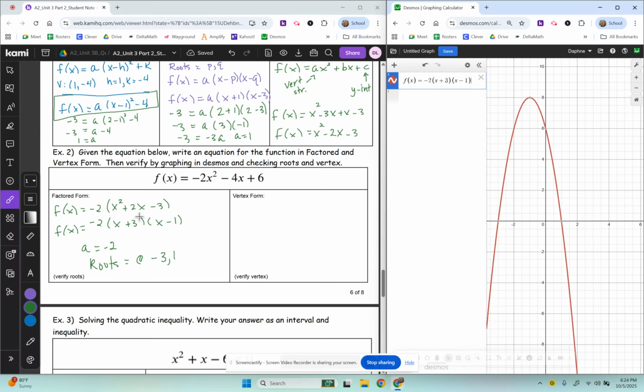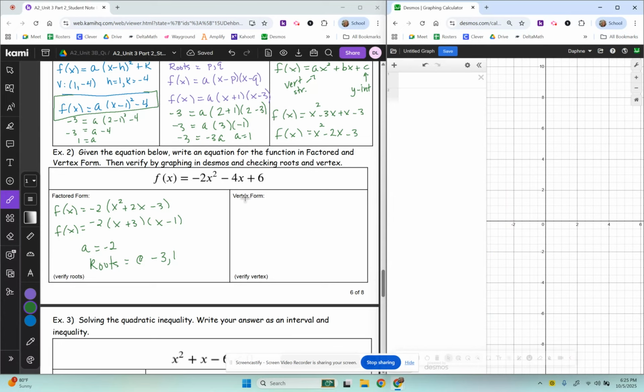Notice my a is negative, so it should face down. -2 meaning it's been stretched from the parent function. And then I can verify here that I have a root at -3 and a root at +1. All right, let's take a look at the vertex form.